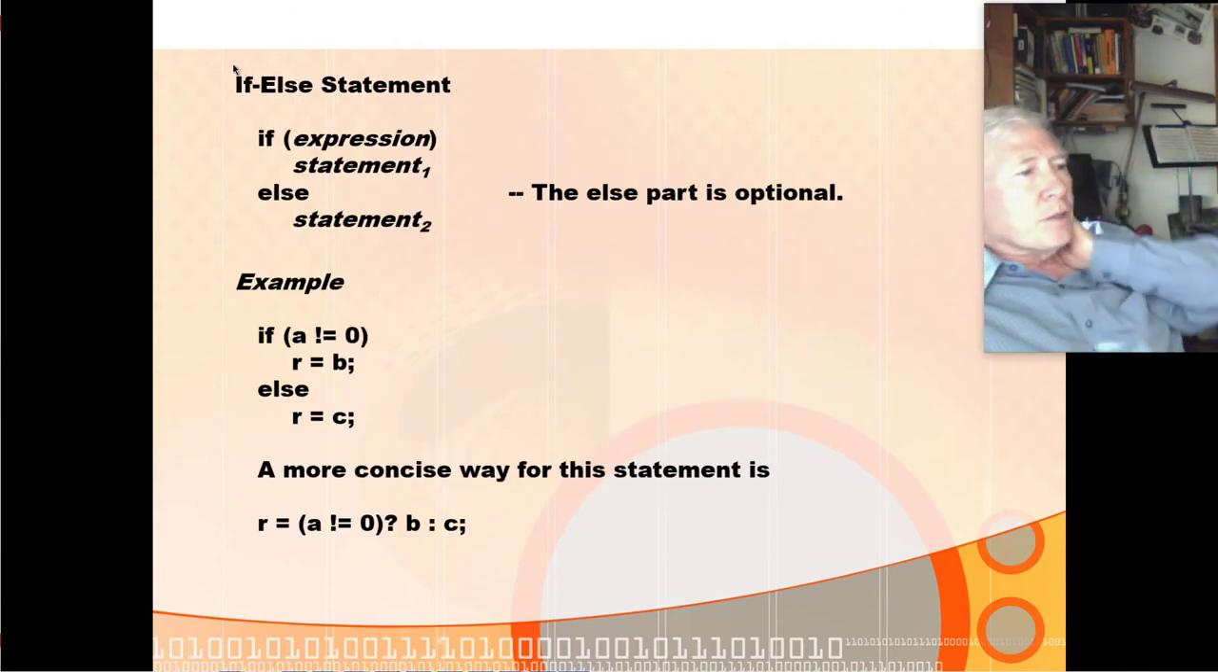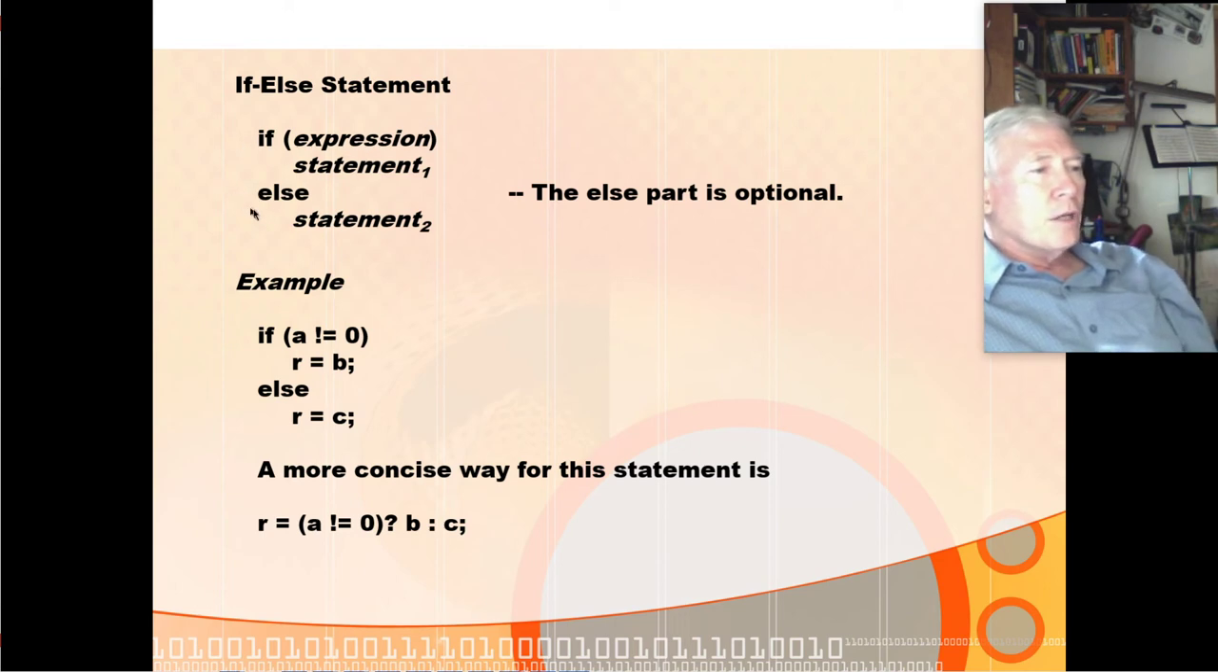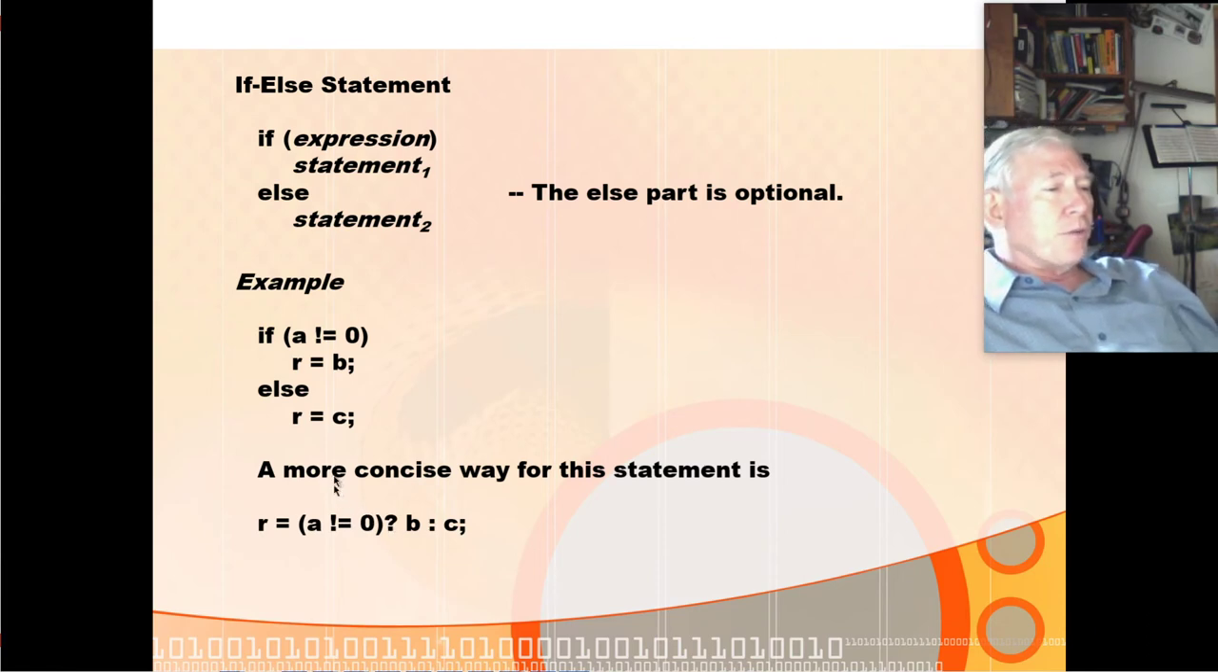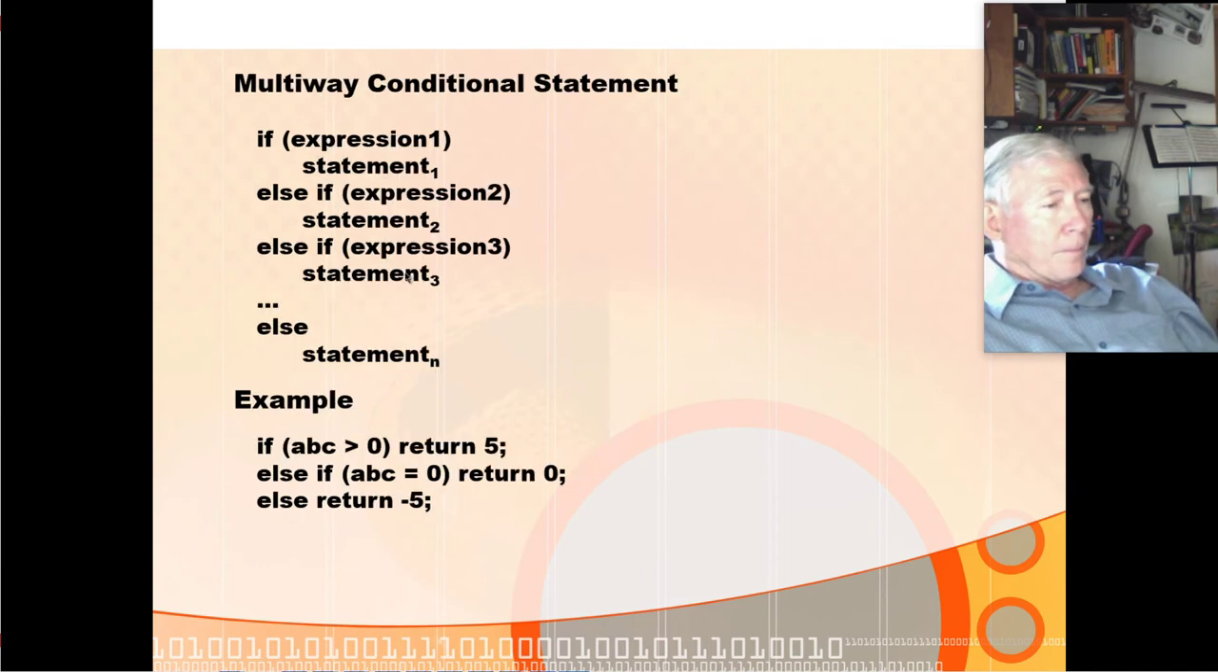So if else, you can have an if statement, and then you can also have the else part, which is optional. And then you can also have this question mark colon. What you do is you put the logic statement to the left of the question mark, and that is what you evaluate. If it's true, then you select B and set that equal to R. If it's false, you select C and set that equal to R.